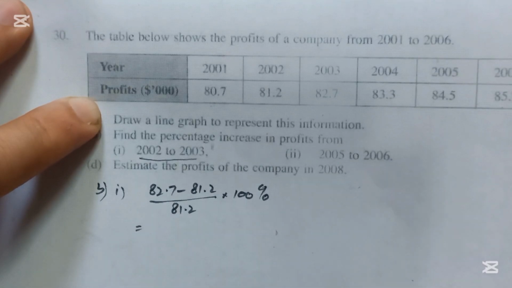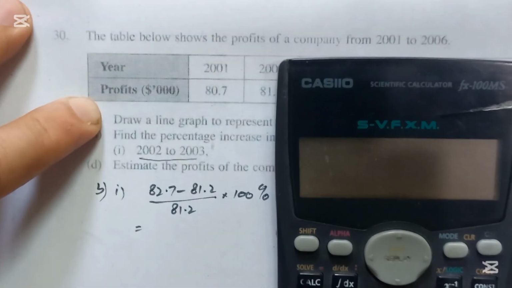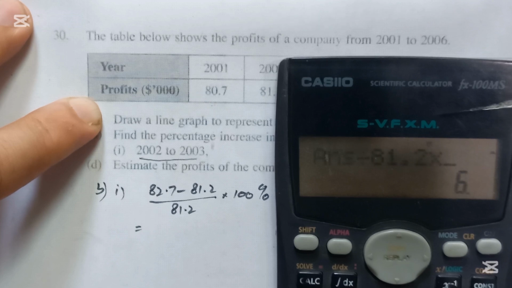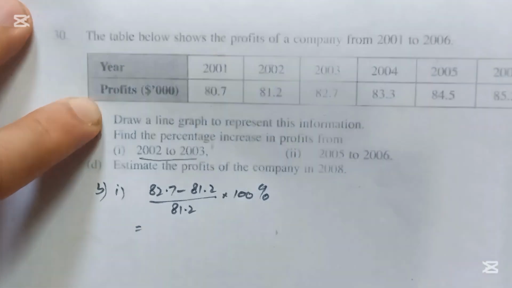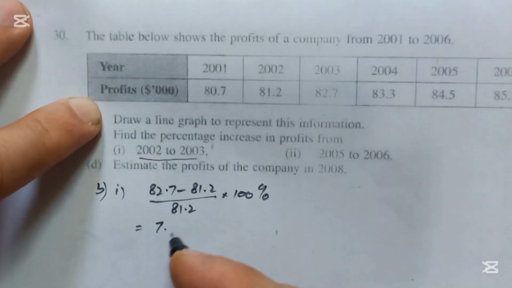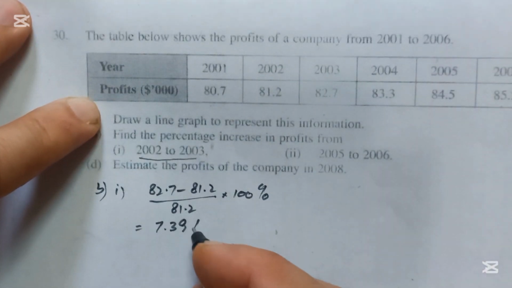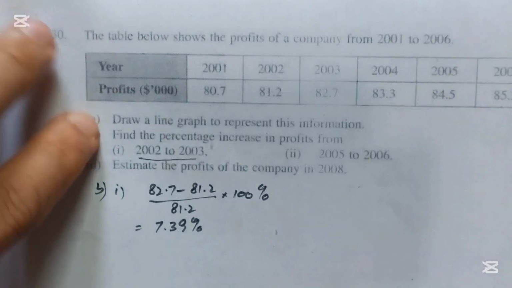So solve it on the calculator now. 82.7 minus 81.2, equal, divided by 81.2, multiplied by 100. So 1.85% is the answer.